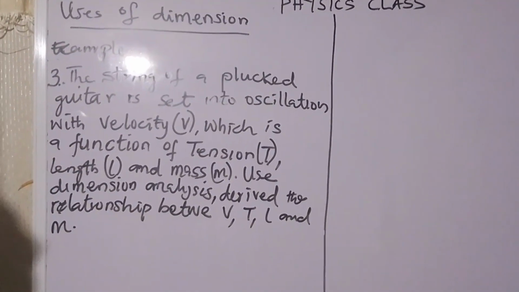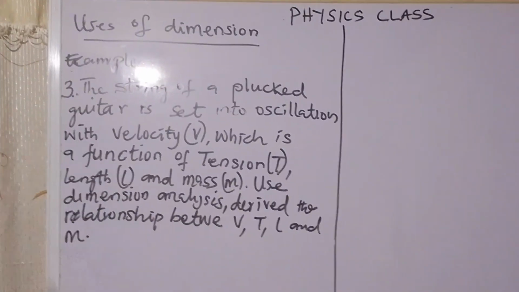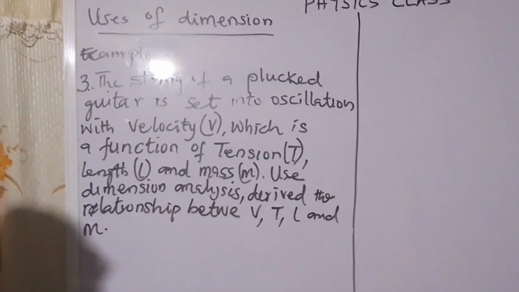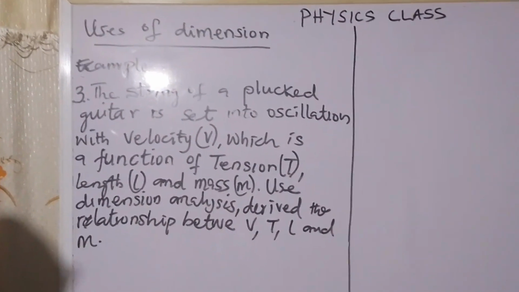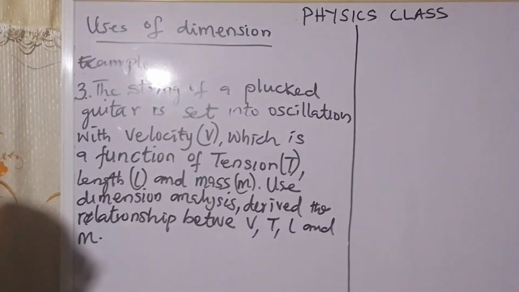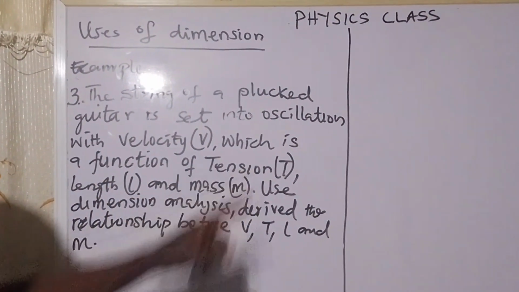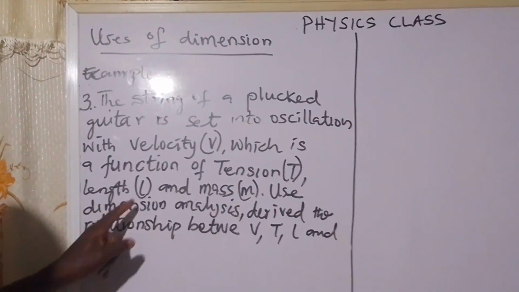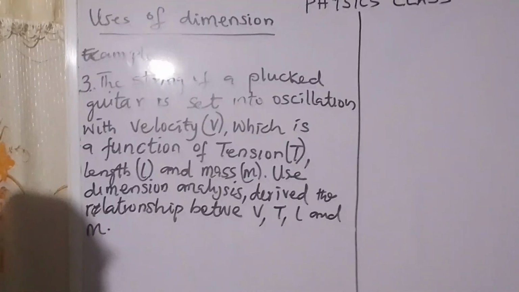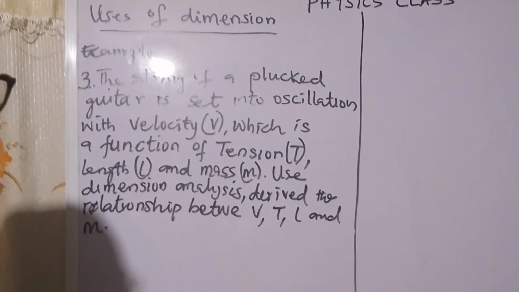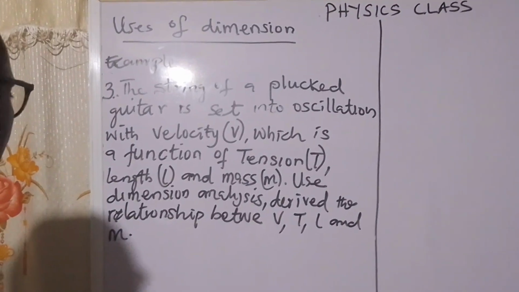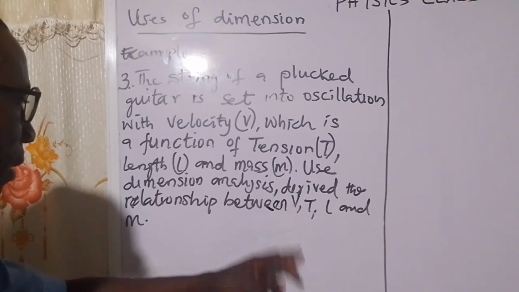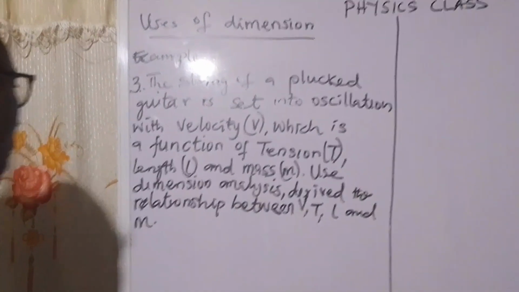So let's go to this example 3 now. The question says, the string of a guitar is set into oscillation with velocity V, which is a function of tension T, length L, and mass M. Use dimensional analysis to derive the relationship between V, T, L, and M.